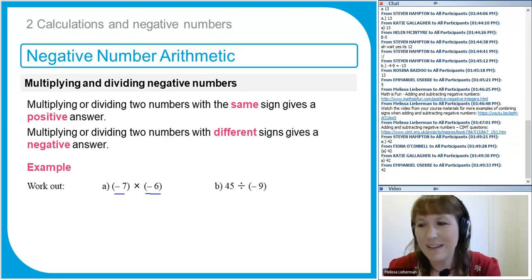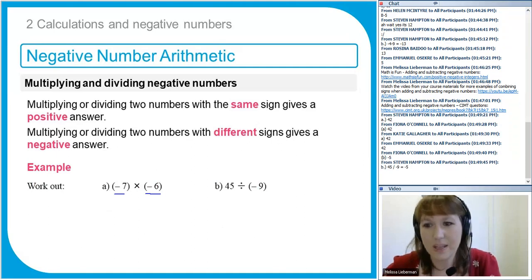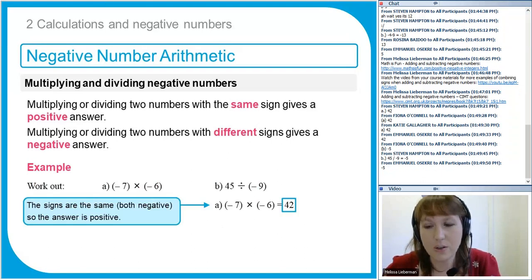So the main thing I want to check is that everyone's put a positive number. That's the main thing we want to get from. So minus times a minus, negative number times a negative number. The negatives cancel each other out, so the answer is going to be positive. Good. So 7 times 6 is 42. So the answer is 42.